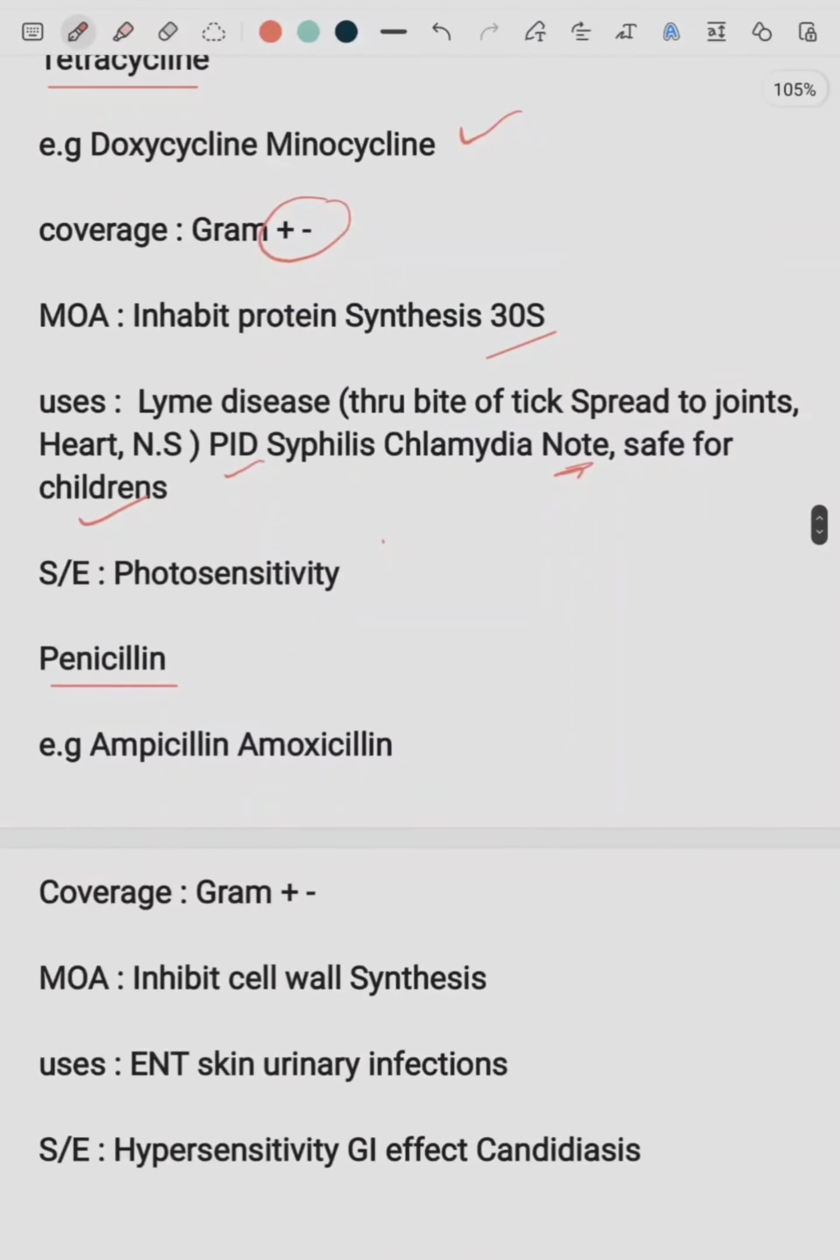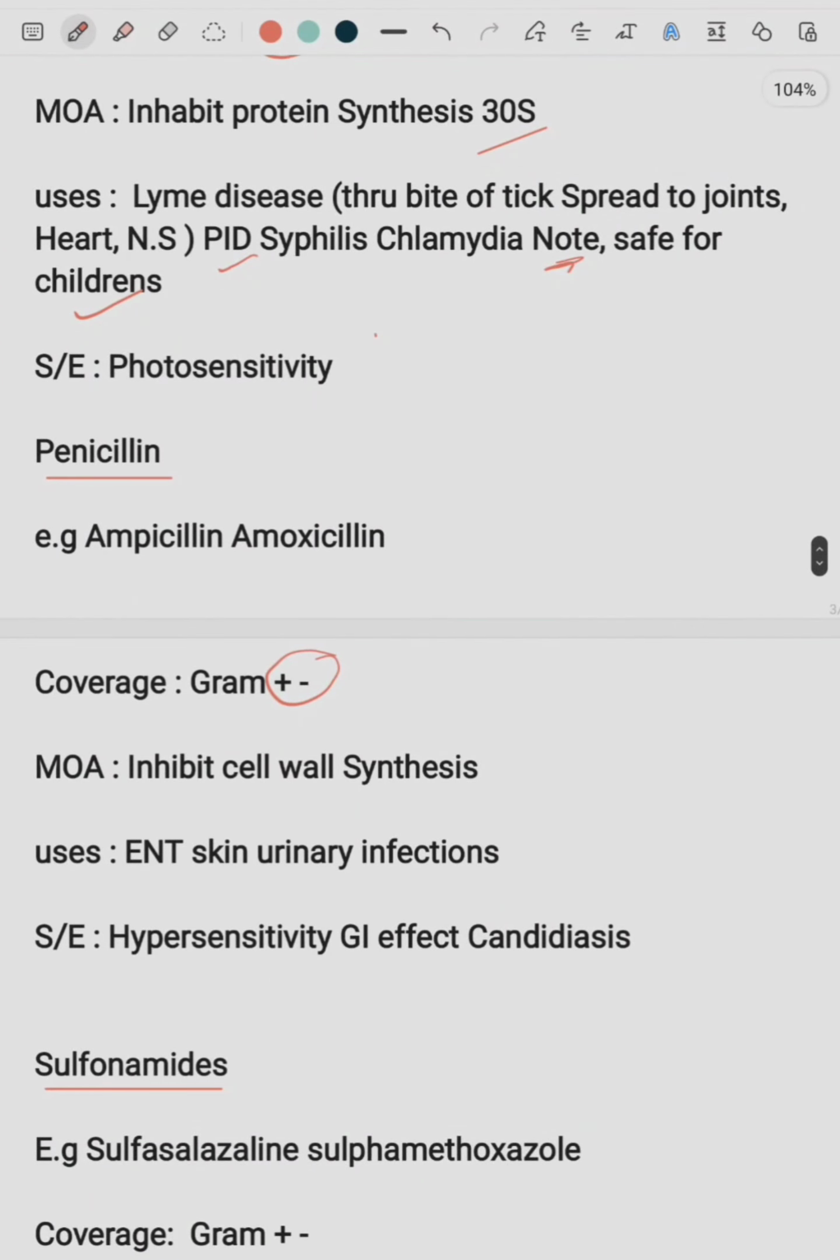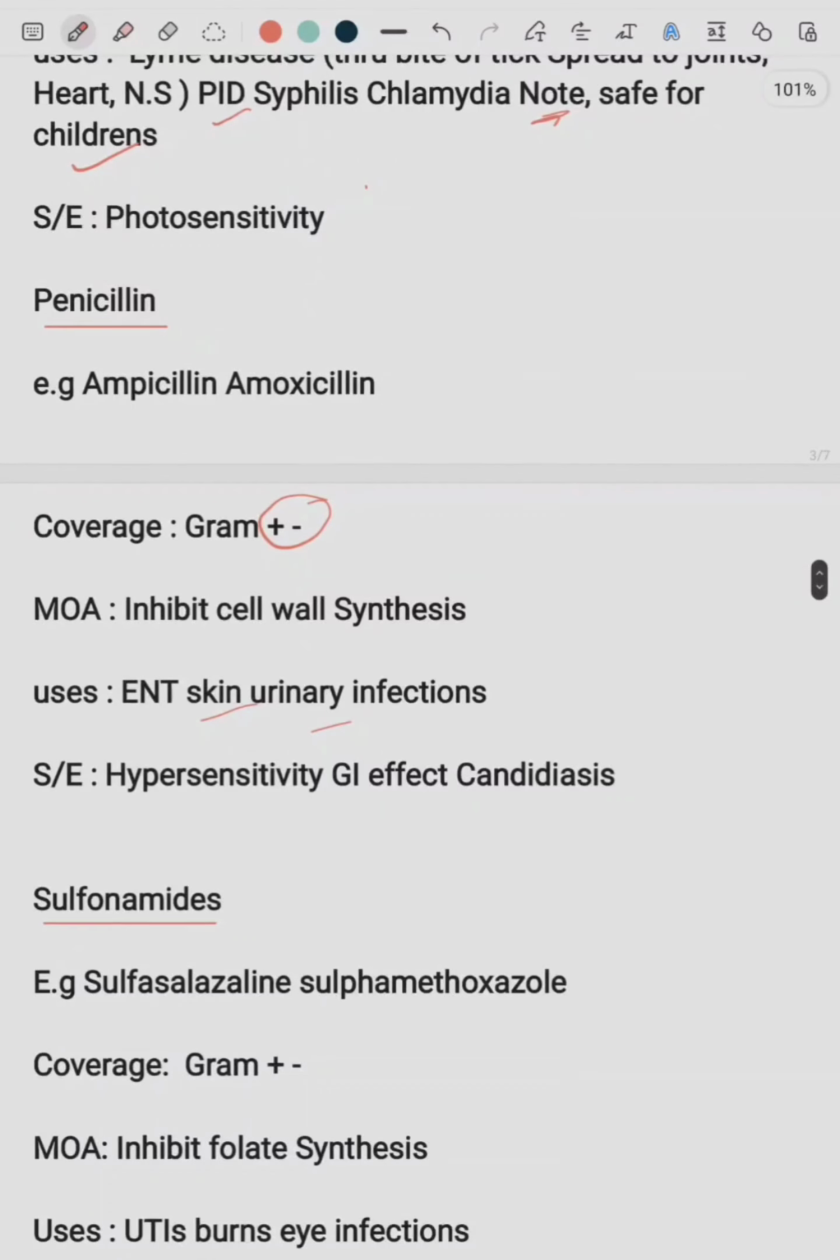Next is penicillins. Examples are ampicillin and amoxicillin. Its coverage is gram positive and negative, and the mechanism of action is to inhibit cell wall synthesis. Uses are ear, nose and throat, skin, and urinary infections. Side effects are hypersensitivity, gastrointestinal effects, and candidiasis.